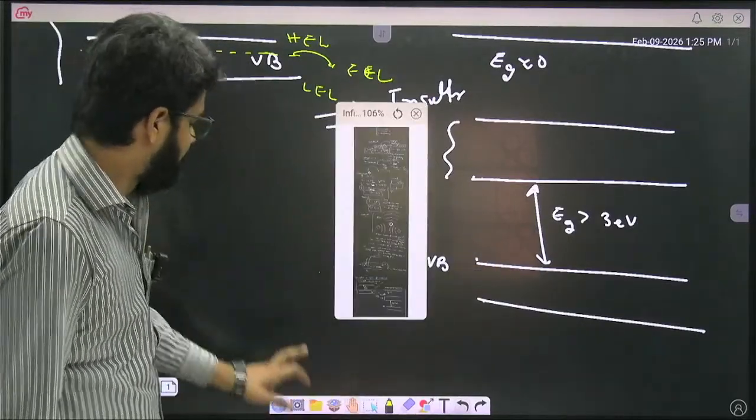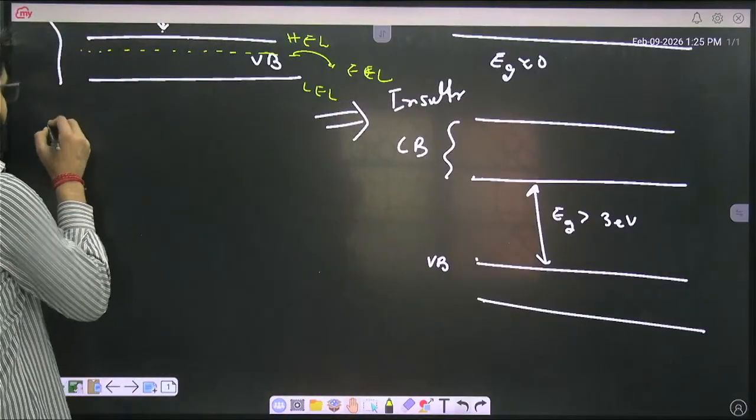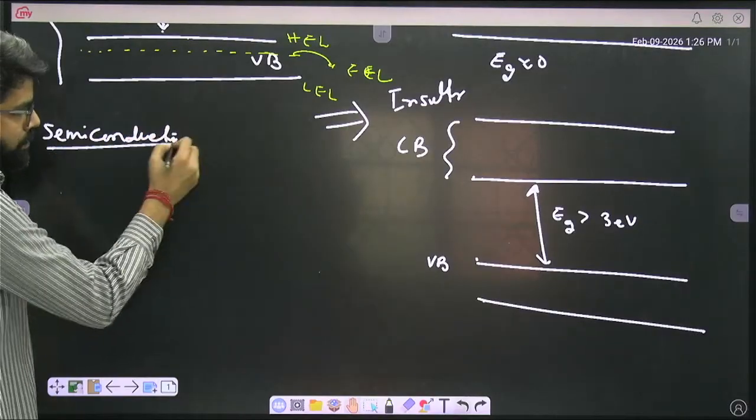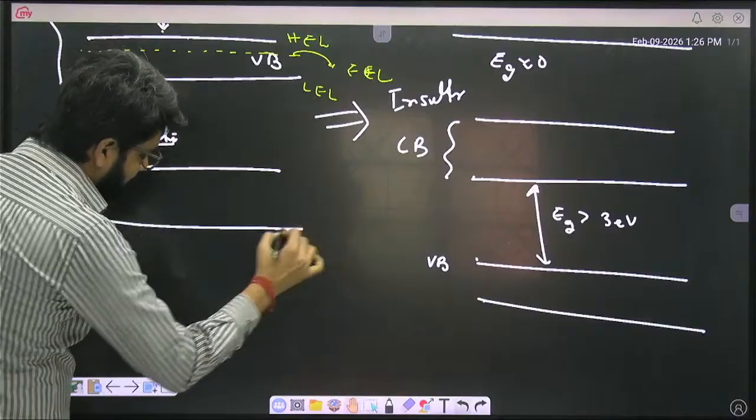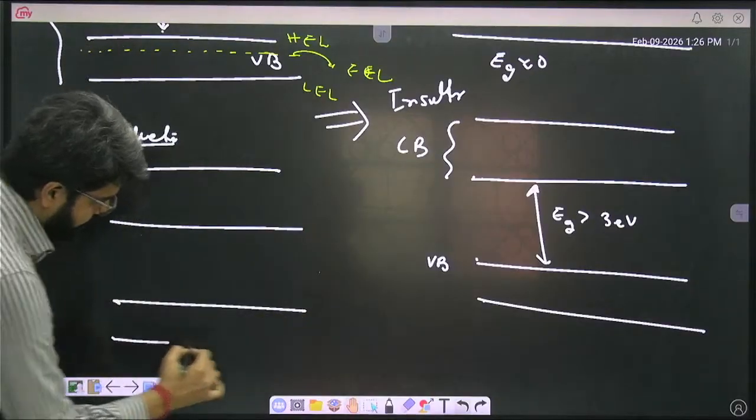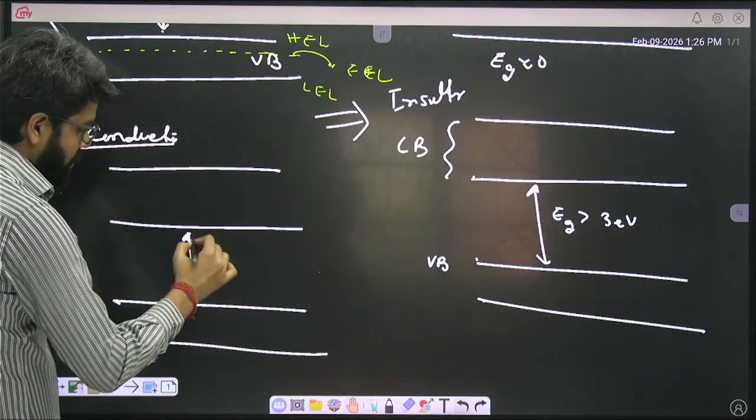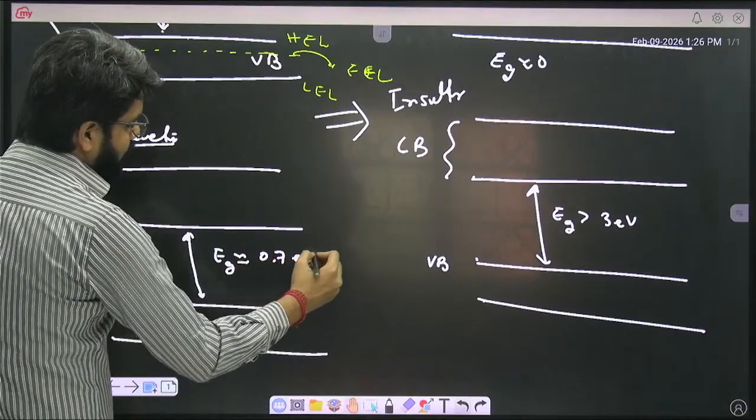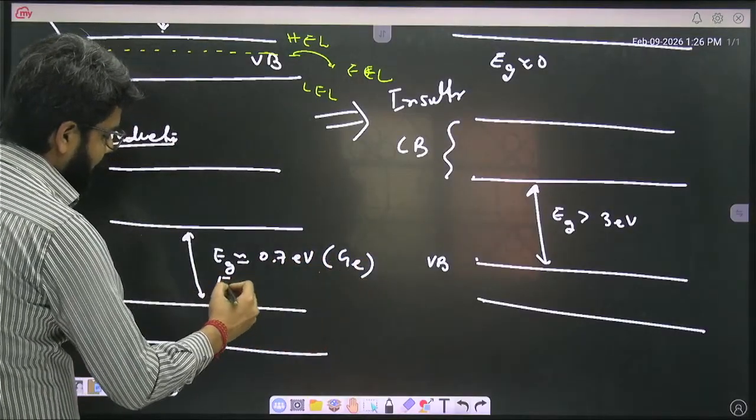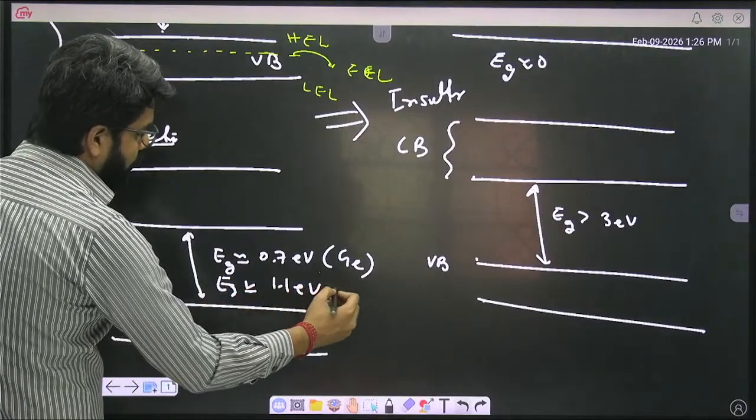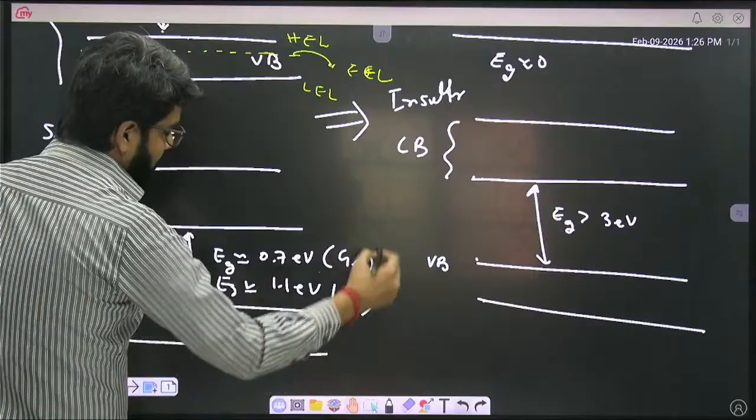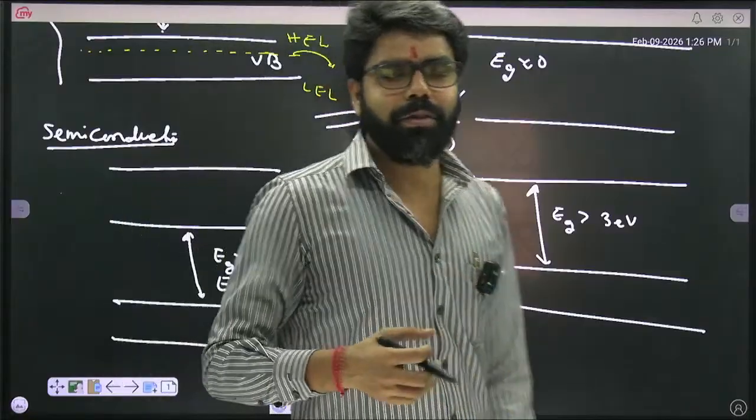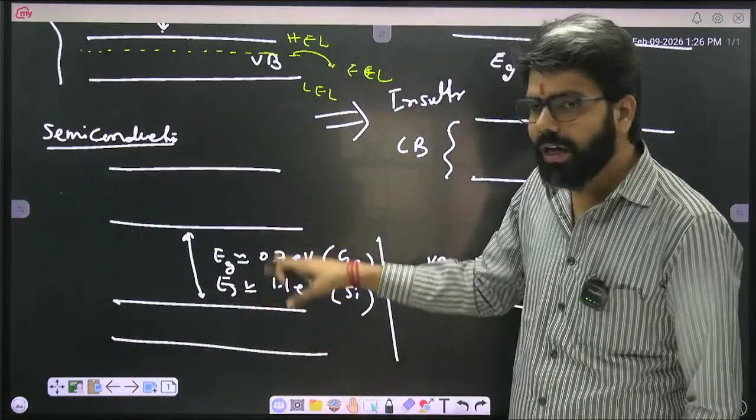And then we come to the semiconductor. In a semiconductor, this is your conduction band and this is your valence band. Between these two, the energy gap is approximately 0.7 electron volt for germanium, and 1.1 electron volt for silicon. So these are the very low, minimal energy gaps between the valence band and the conduction band. That is why they behave as semiconductors.